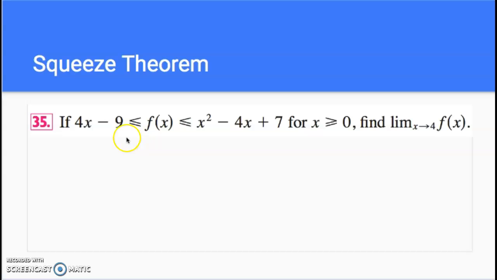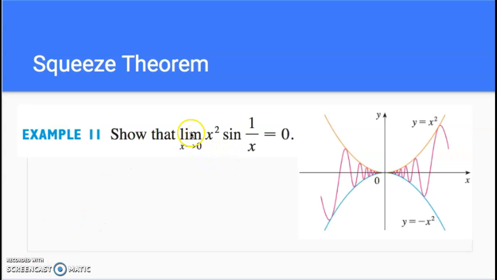So if I plug in 4 here, I get 16 minus 9, which is 7. And if I plug in 4 here, I get 16 minus 16 plus 7, which is also 7. So if you plug in 4, the bottom function is 7, the top function is 7. If f is squeezed between those, f must also have a limit of 7. So that's the answer.